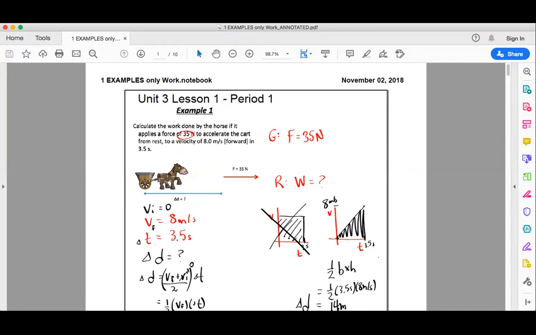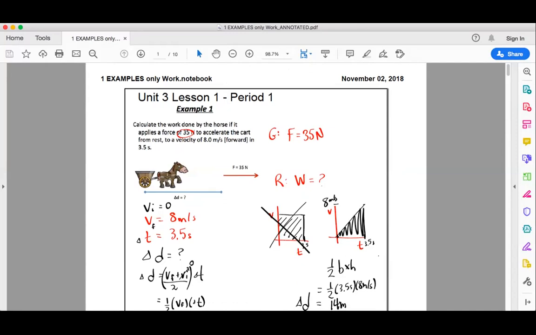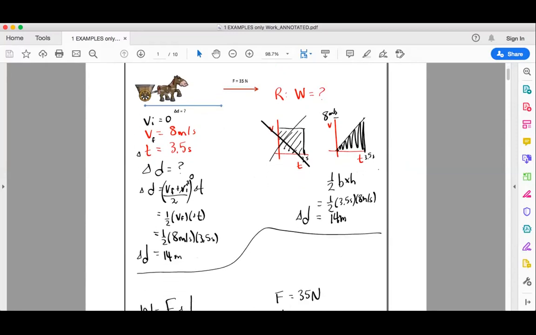We have initial velocity, because it says it's from rest, final velocity of 8 meters per second, and time of 3.5 seconds. These are quantities that come from the kinematics chapter, from Unit 1. So we can find a kinematic equation that connects v i, v f, and t with the thing we're solving for in our first step, which is d. We substitute in our numbers. v i cancels to 0, and it's simply 1/2 v f times delta t to give us our displacement, which is 14 meters.